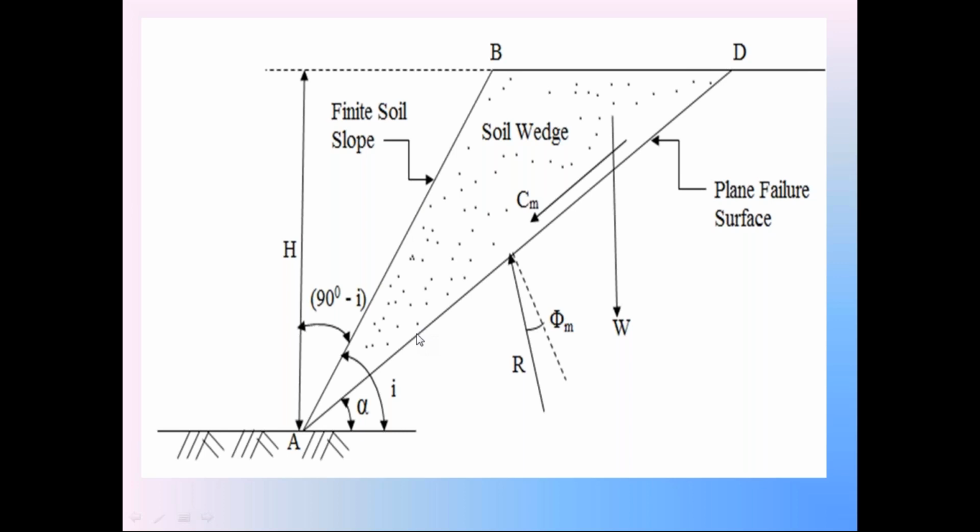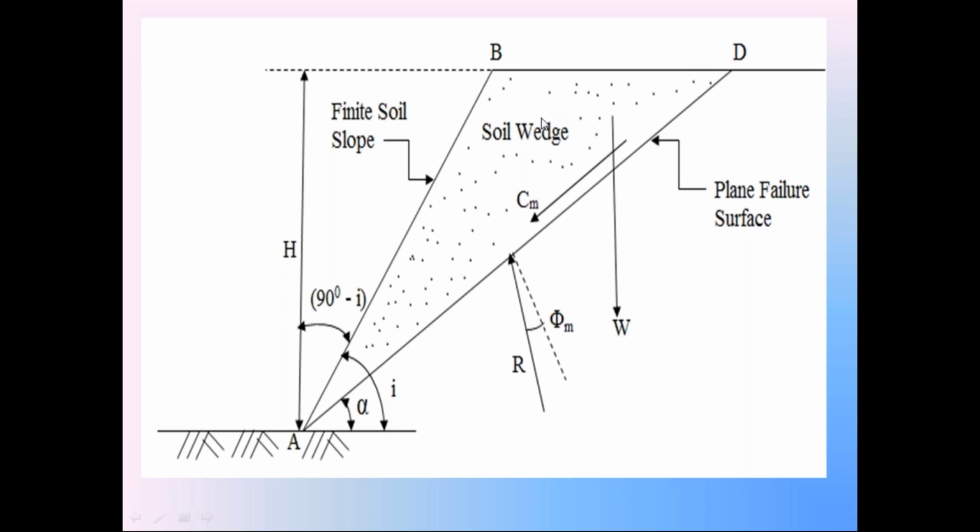Let this failure surface AD make the angle alpha with horizontal. So in the diagram, we have two angles. Angle I, the angle of the soil slope with horizontal. Angle alpha, the angle made by the failure surface AD with horizontal. Then the portion of soil between the soil slope AB and this failure surface AD is called the soil wedge.